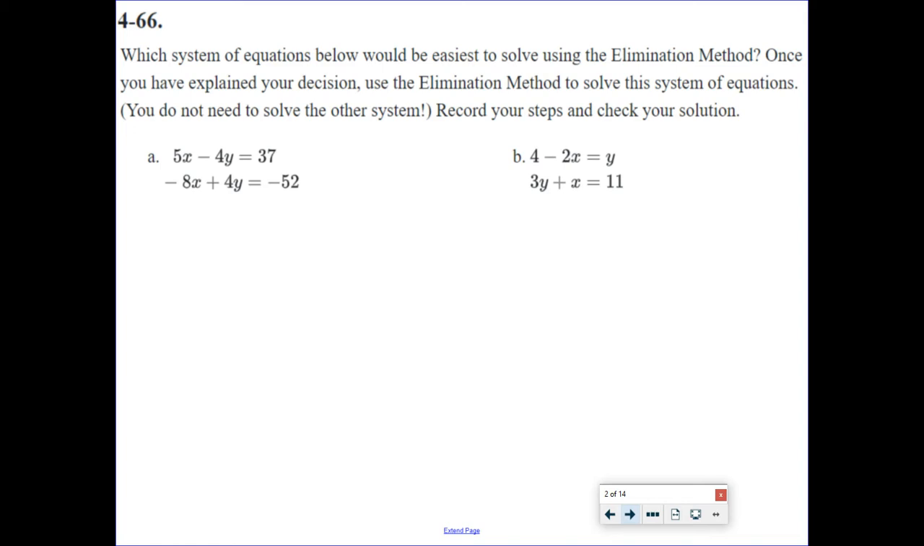All right, so hopefully you paused it. Hopefully you're able to analyze both of these situations, and hopefully it kind of jumped out at you that probably the easiest way to solve the problem would be A. Because, why? Well, because the y's right here are already 4y and negative 4y, so they're nice and easy to eliminate, okay?